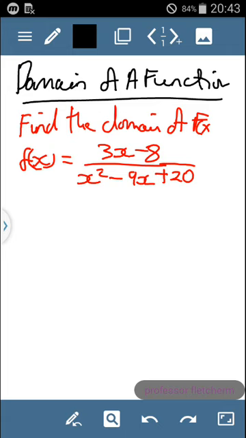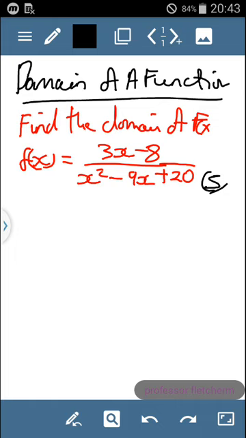Today I want to talk about this particular problem. Someone was asking me a question about the domain of a function. They gave me this example: find the domain of the function f of x is equal to 3x minus 8 all over x squared minus 9x plus 20. This one is worth about 5 marks.